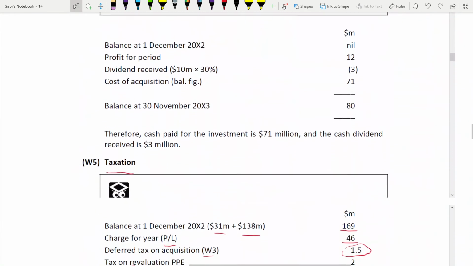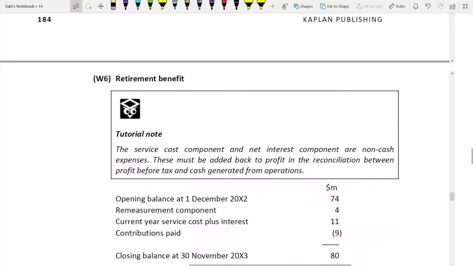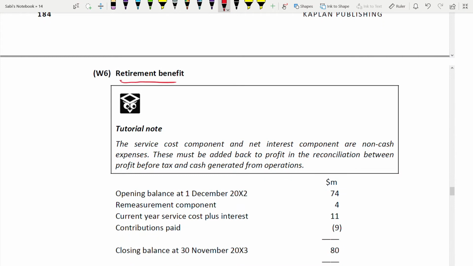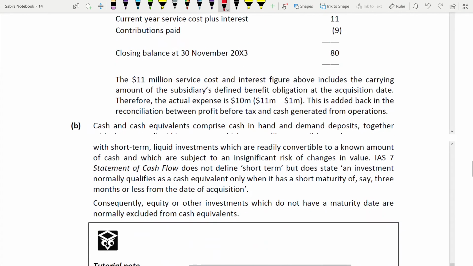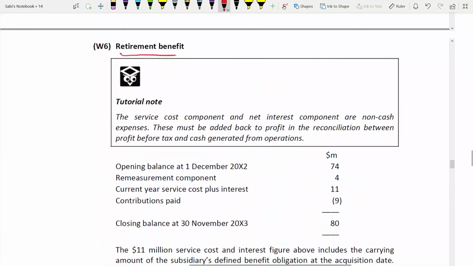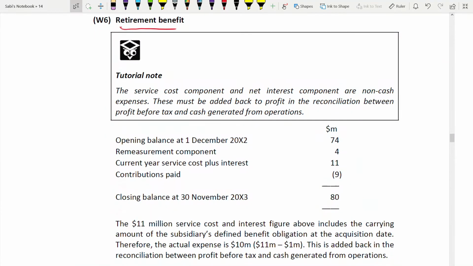And working 6. We need to go to working 6 to deduct this also, retirement benefit. How much in cash are we paying? Do we have working 7 also? No, that is the last working. Okay, so service cost component and net interest are non-cash expenses. You need to understand this. They are non-cash, so they must be added back to profit.